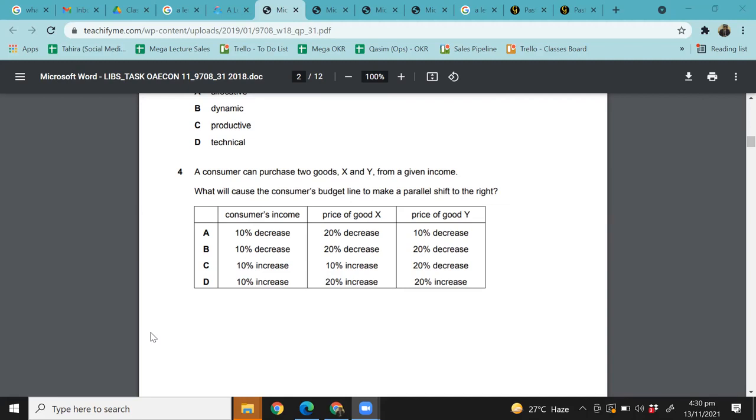Consumers' incomes are increasing. Parallel shift, it says. A 10% increase in income, increase. A 10% decrease in income, but a 20% decrease in prices. Okay, that was interesting. Read again, guys. No, no, no. D is not correct.